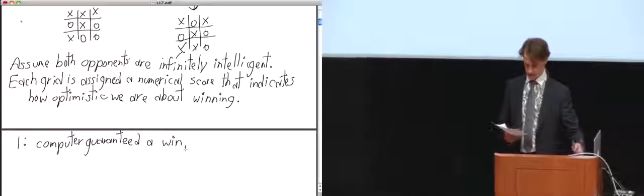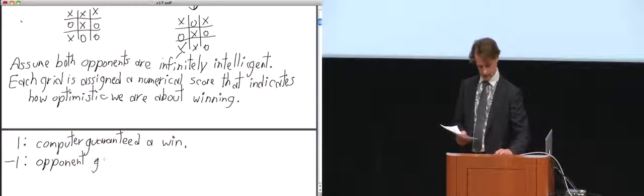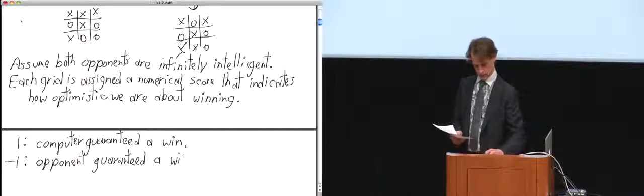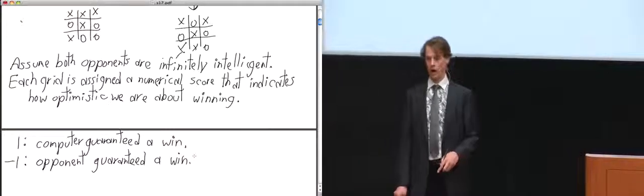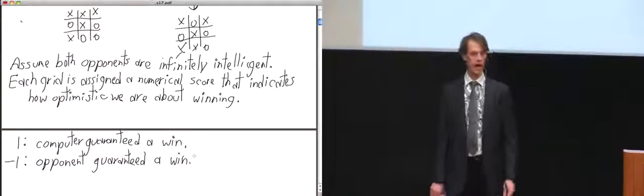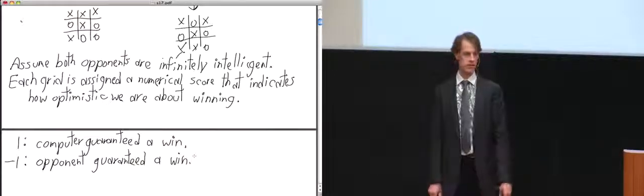And the opposite of that is I'm going to give each grid a score of -1 if the opponent is guaranteed a win. Assuming, of course, that the opponent always chooses the best move. If I have an opponent who chooses stupid moves, then there's no such thing as the opponent being guaranteed a win.